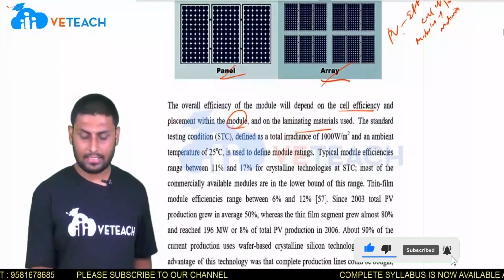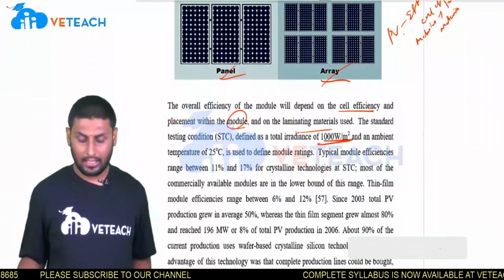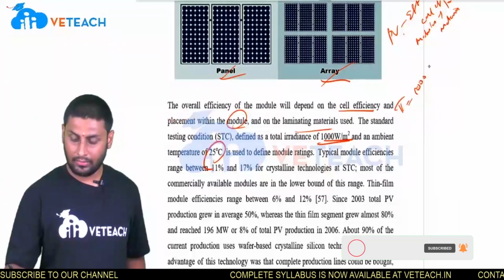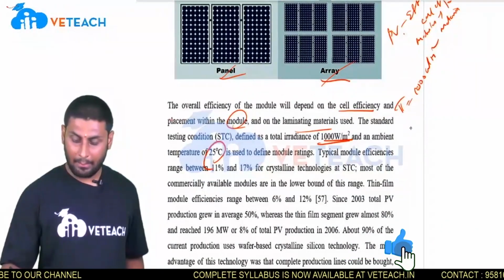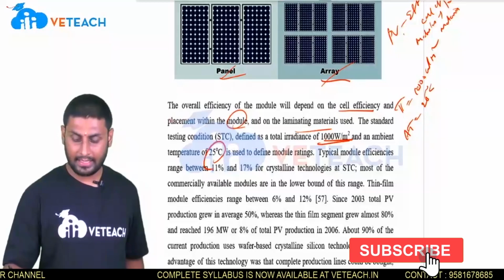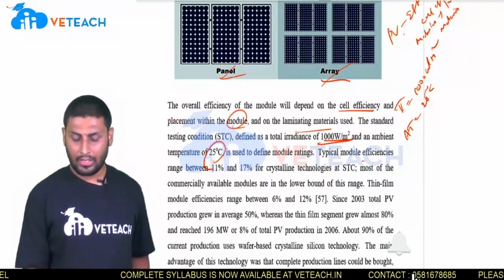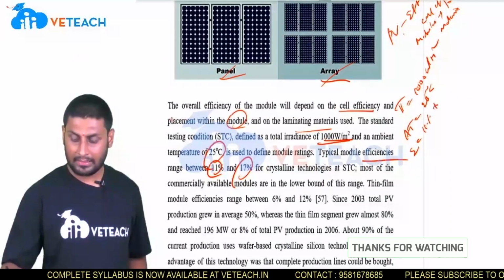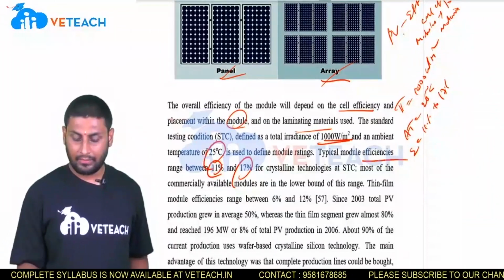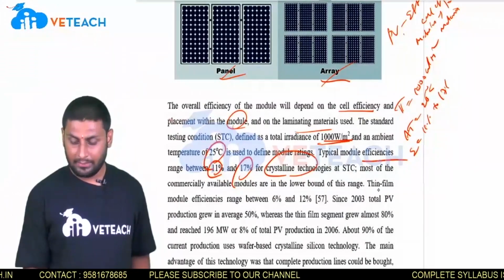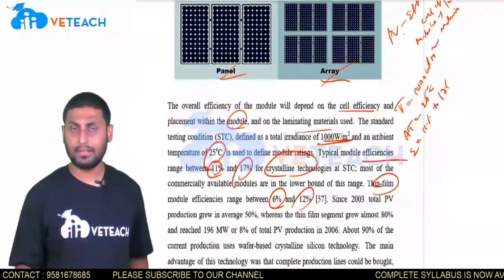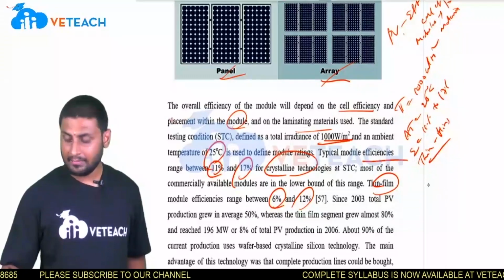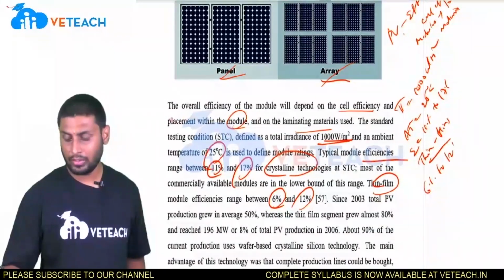The standard testing condition is 1000 watts per square meter and an ambient temperature of 25 degrees centigrade. The typical module efficiency ranges between 11% to 17% for crystalline technologies. For thin films, the efficiency lies between 6% to 12%.